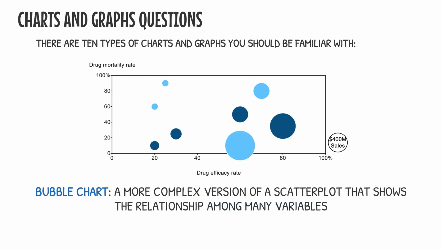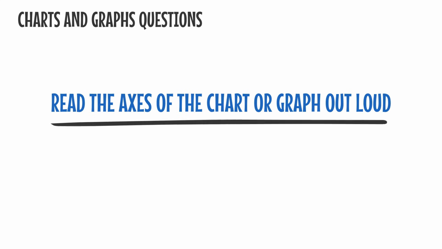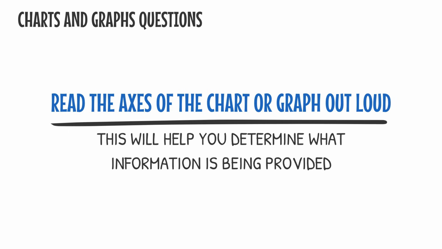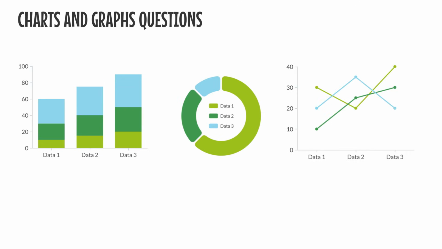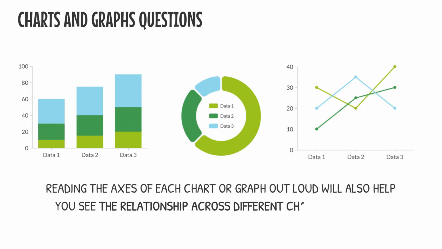Whenever you are given a chart or graph, the very first step you should do is to read the axes of the chart or graph out loud. This will help you determine what information is being provided. This is especially helpful when you are given several charts or graphs. Reading the axes of each chart or graph out loud will also help you see the relationship across different charts and graphs.